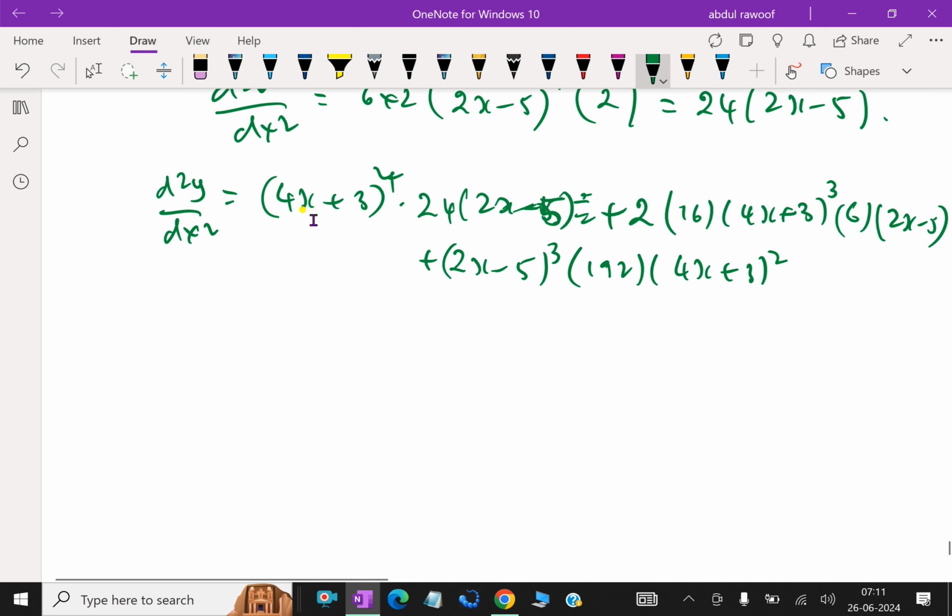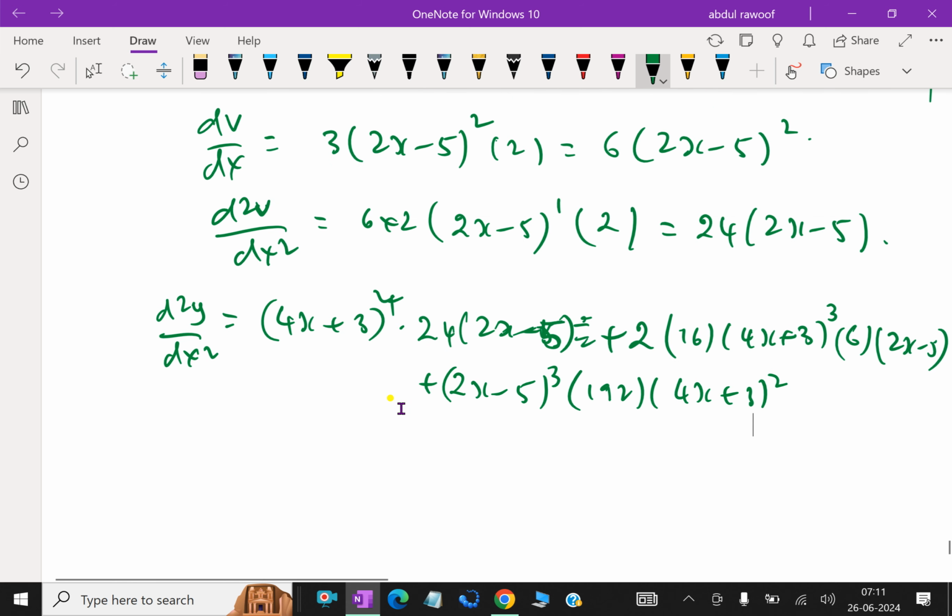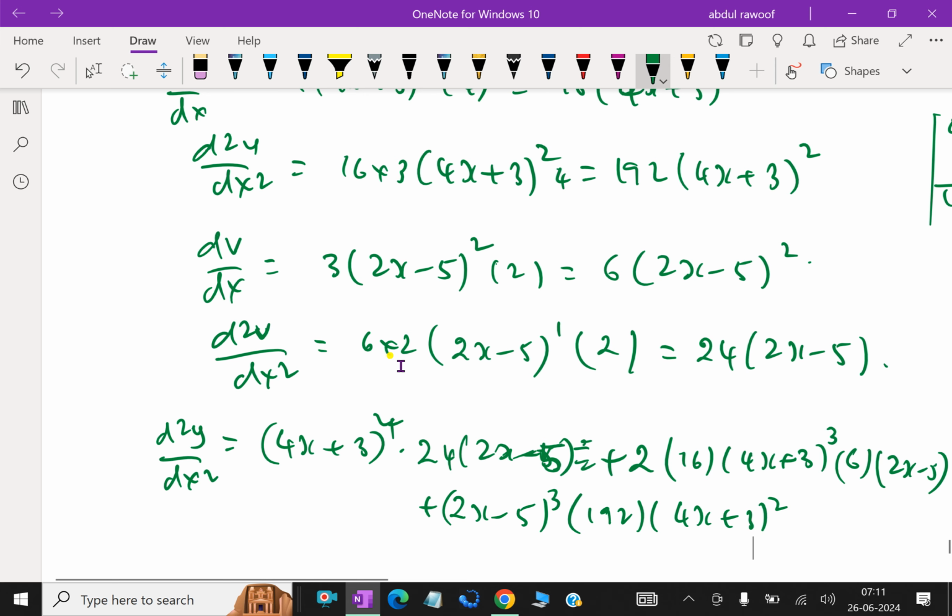After simplifying, this becomes d square y by dx square. It's a lengthy process. If the powers are more, d cube y by dx cube still becomes lengthy. Then you have to understand the concept.